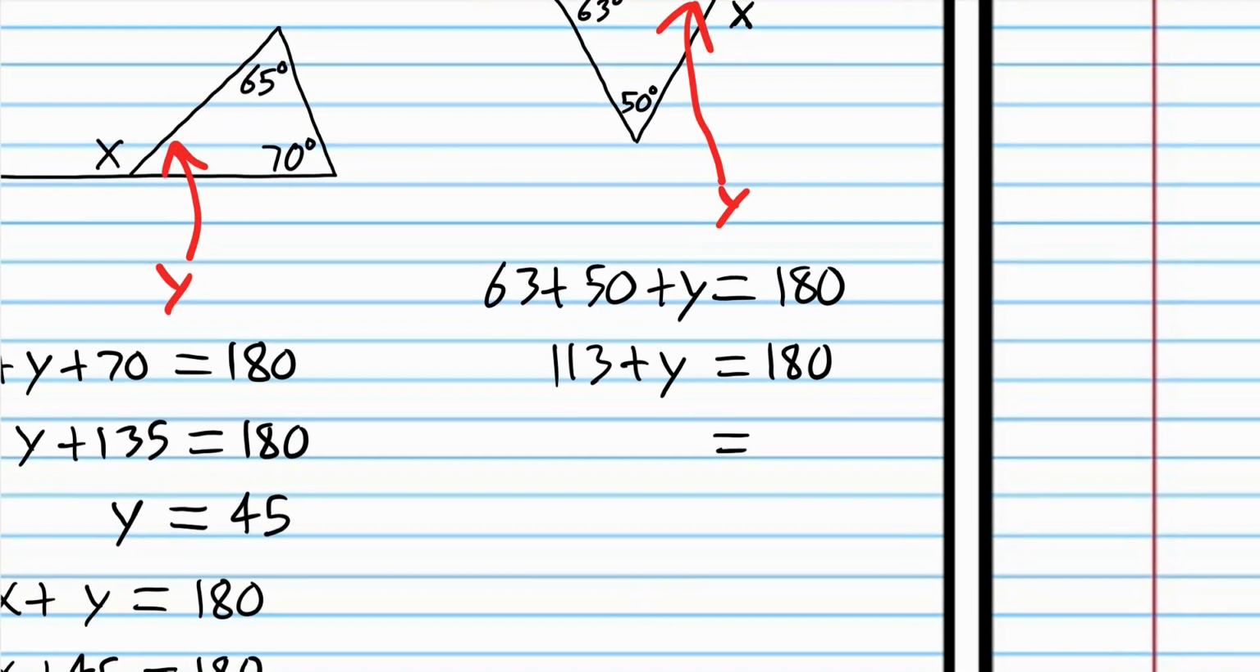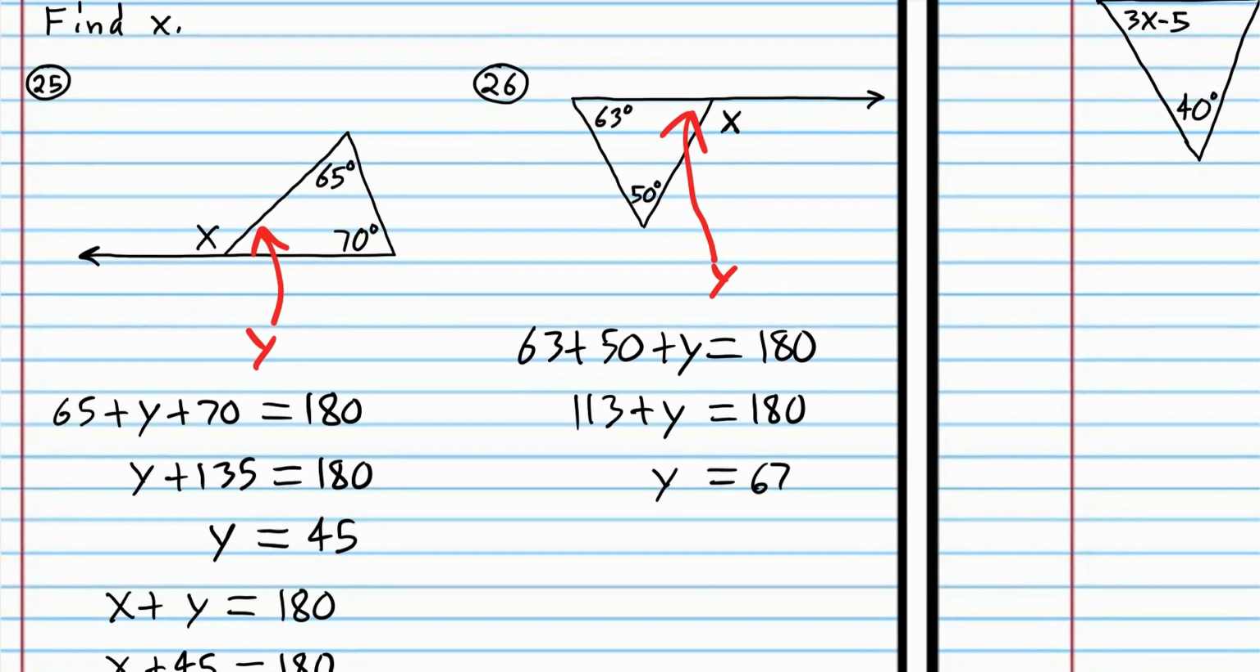Subtract 113 from both sides, and we get 67. So y is 67 degrees. Now again, y, this angle here and this angle, they make up a linear pair. So they're supplementary, they add up to 180 degrees. So we know that x plus y must be 180 degrees.